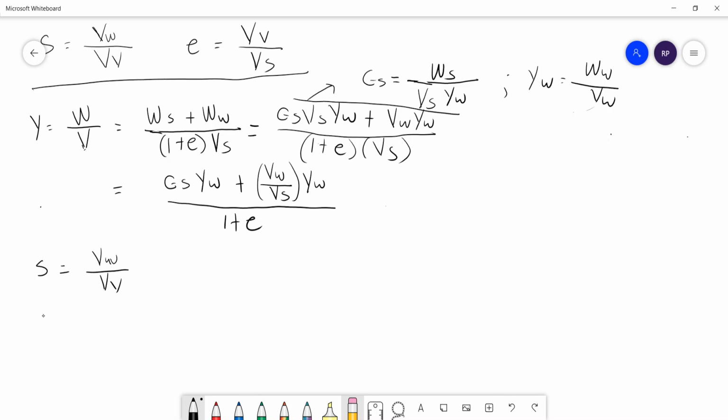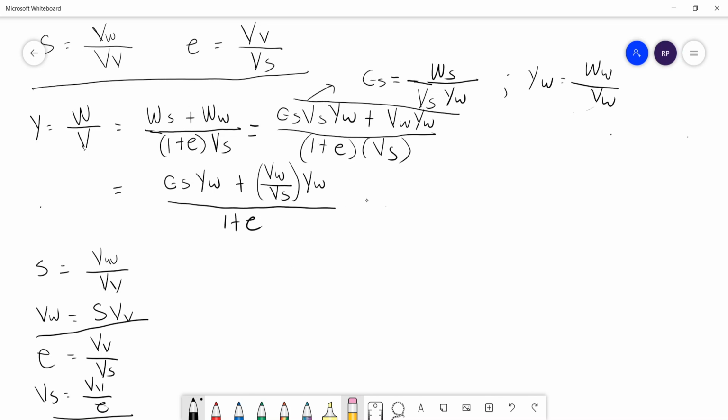So we will have VW here, that would be equal to S and then VV. Okay, for your void ratio, that is e, which is VV all over VS. Then since VS is what I need, I will have VS equal to VV all over e. So I will use that there.